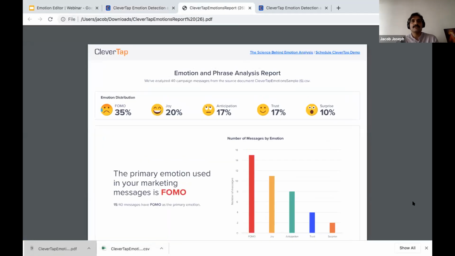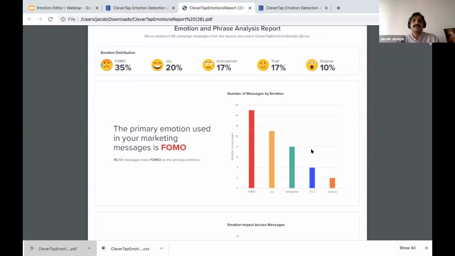Cool. The sample CSV that we saw had some 40 campaigns in it. And what this first piece of information gives you is that across your campaigns, on average, 35% of the message was FOMO, followed by 20% joy, 17% anticipation, and the least was surprise with 10%.